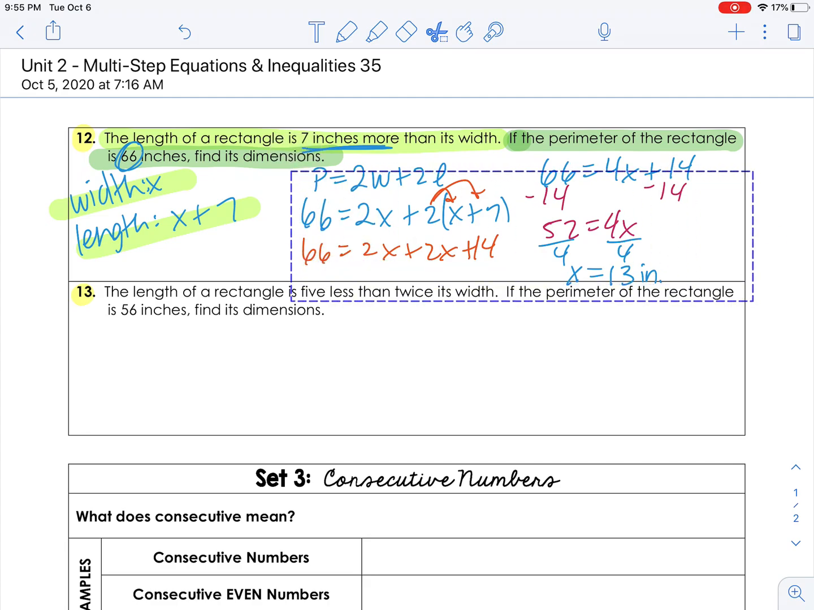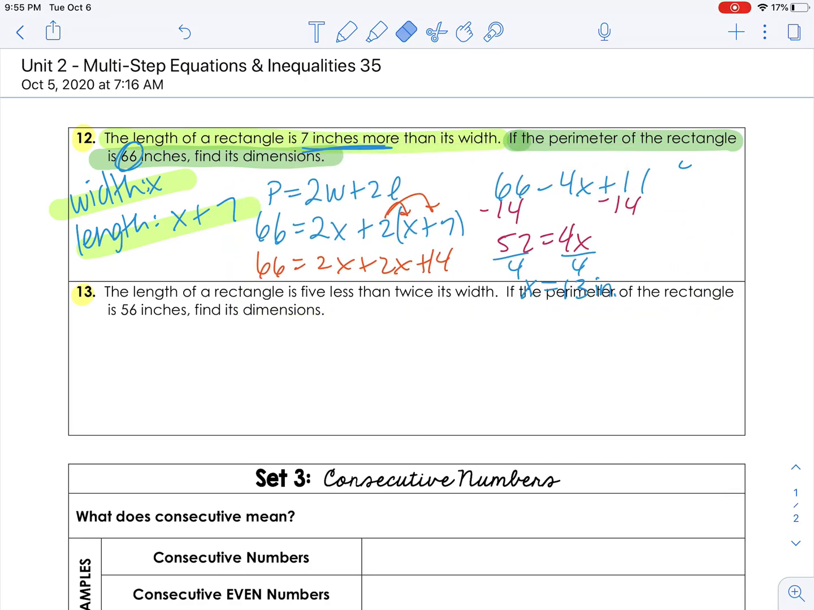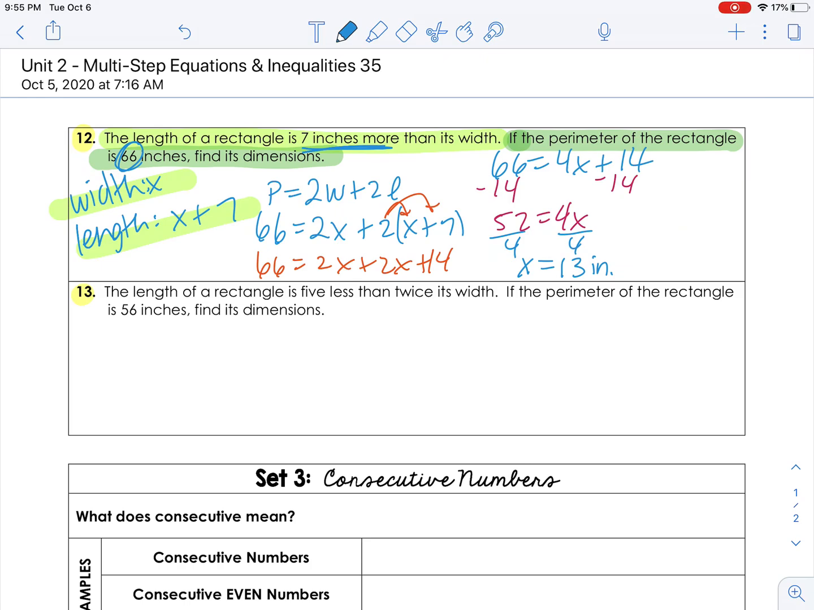So the next thing we need to find is the length. We already have the width, and next we'll need to find the length. So we'll need to use what we found for the width in order to find the length. The length is x plus 7. X we said was 13, so we need to add 7 to this to find the length. 13 plus 7 is 20. So our dimensions for this rectangle are 13 inches by 20 inches.